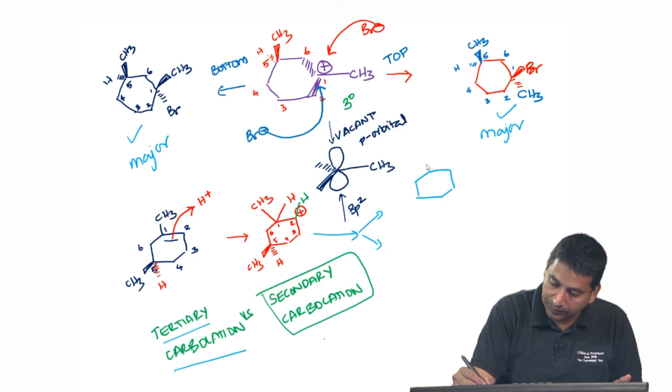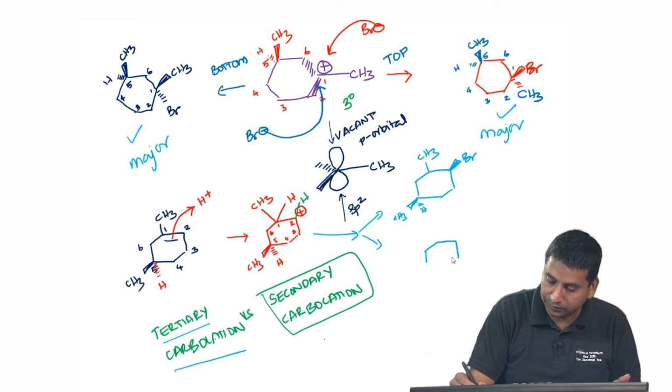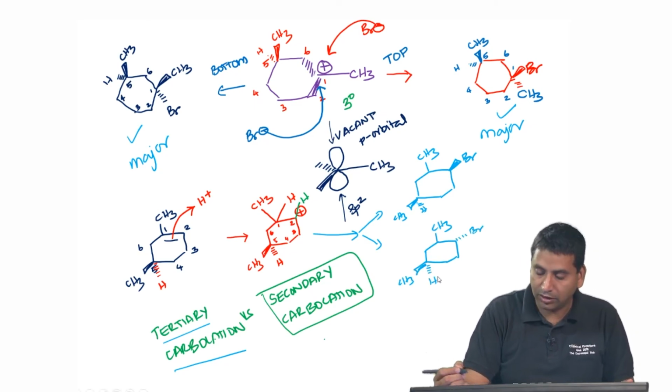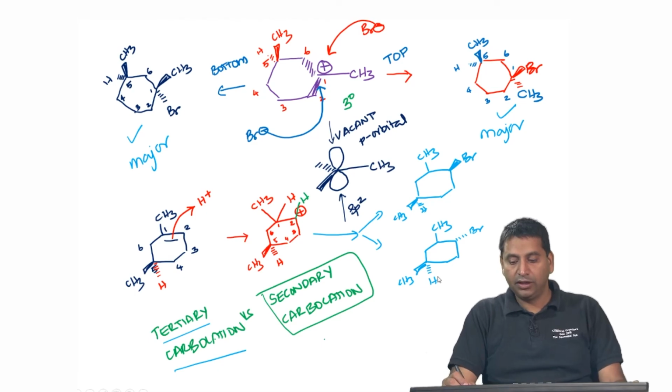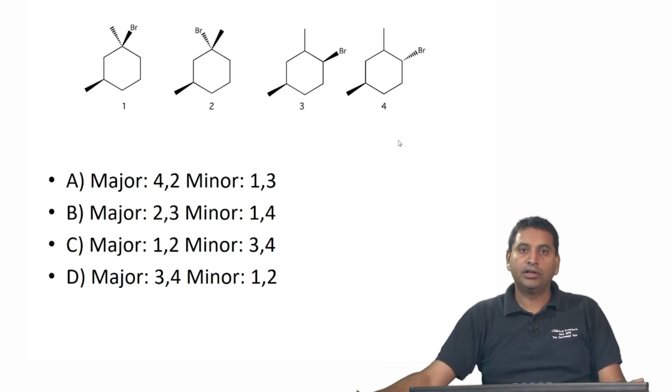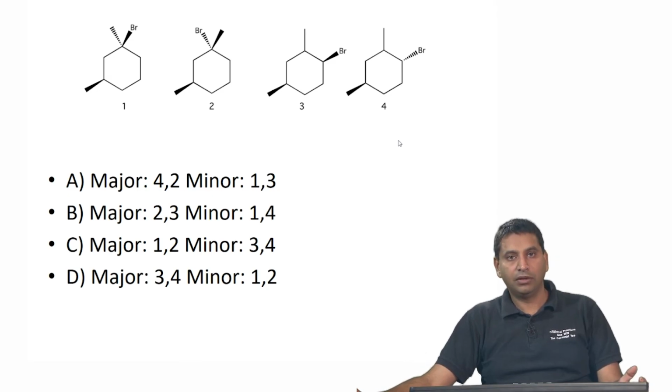One is the CH3 is here, and now the Br can be up or the Br can be down with respect to the methyl group in carbon 5. Okay. So, these I would expect would be the minor products. Now, let us look at the structures that we have, and we can now try and give a reasonable answer.